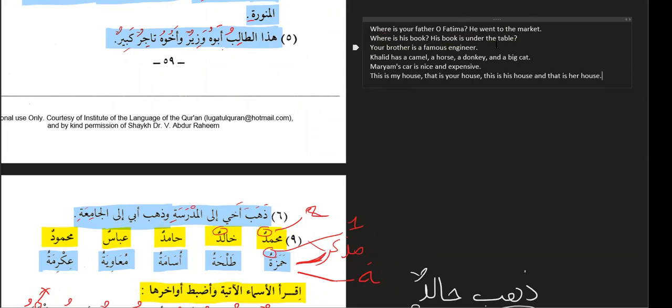Your brother is a famous engineer. Khalid has a camel, a horse, a donkey, and a big cat. Maryam's car is nice and expensive. You can translate nice as beautiful as well. This is my house. That is your house. Pay attention to this is and that is. This is his house and that is her house.